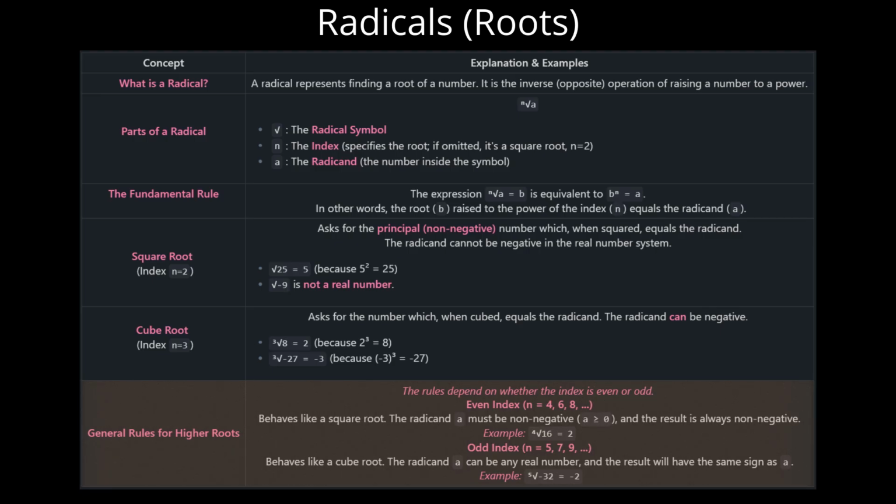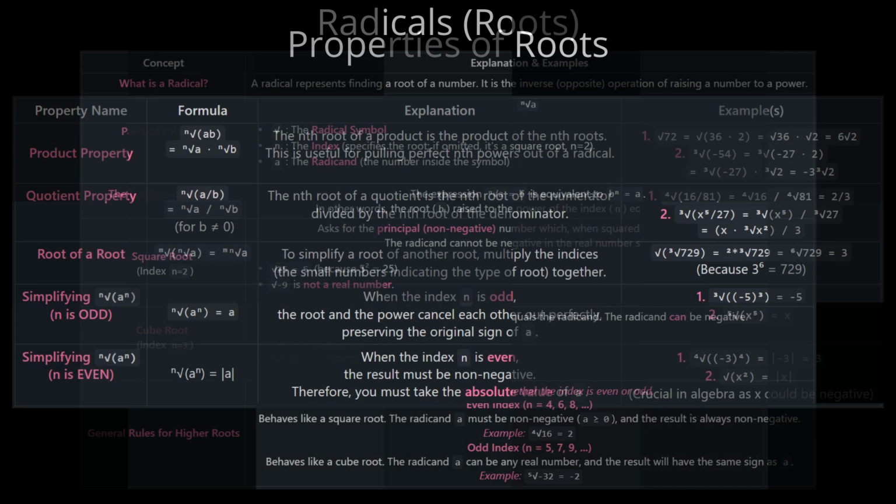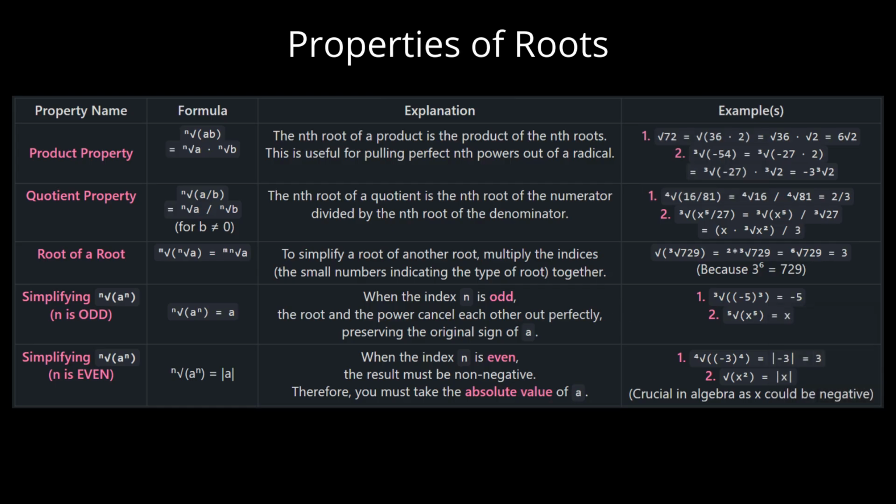If the index is odd, like 5, 7, 9, etc., it behaves just like a cube root. The number inside can be any real number, positive or negative, and the answer will have the same sign. For instance, the fifth root of -32 is -2. These properties are the essential tools you'll need to simplify and solve complex expressions. Let's get started with our first property.